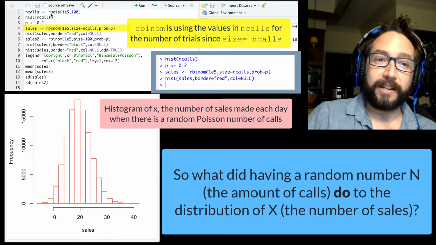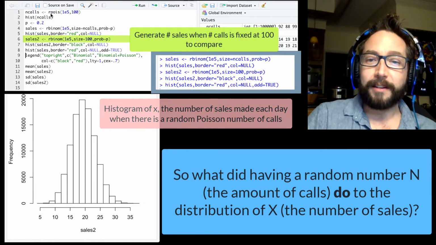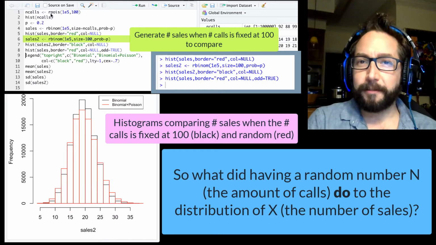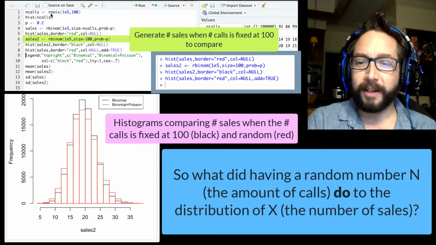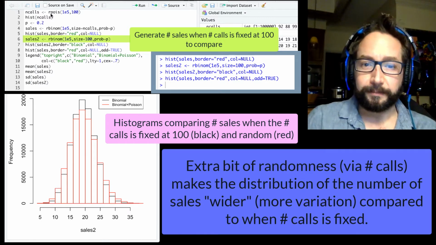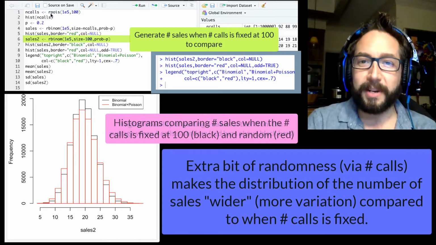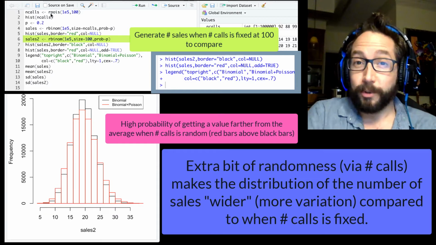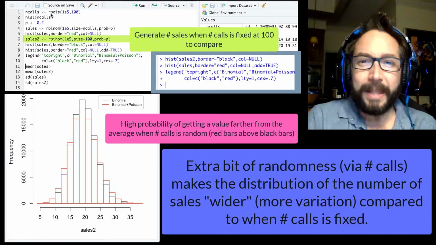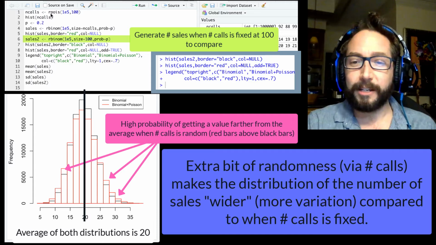So let's also generate 100,000 random numbers from a binomial distribution when n is fixed at 100 and compare these two. Well, what we see is that by injecting an extra layer of randomness, the number of calls being a random quantity, the distribution is a little bit more variable than if the number of calls was fixed. So the black histogram is just the plain old binomial, 100 per day. The red histogram is the binomial with a Poisson number of calls. And we can see that the Poisson plus binomial is a little bit thicker. There's a little bit more variation in the number of sales that we can expect to see.